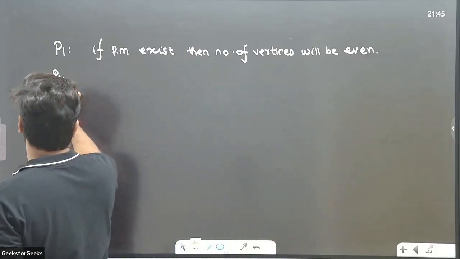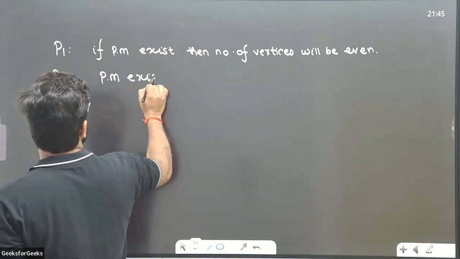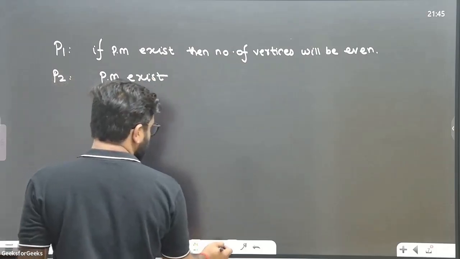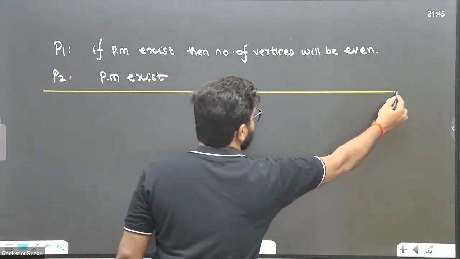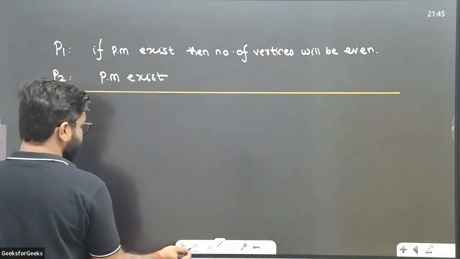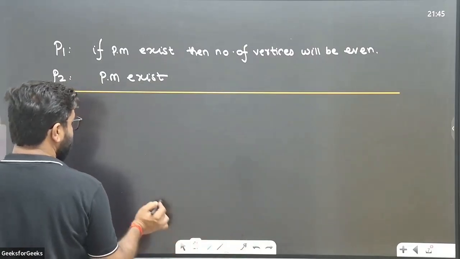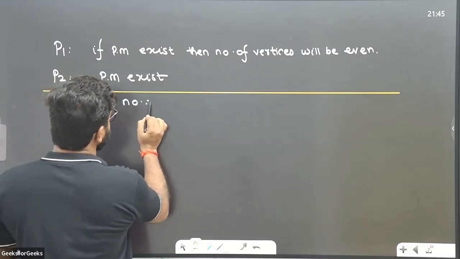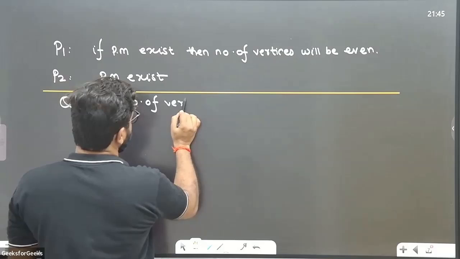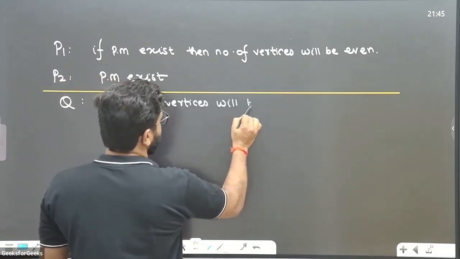Now, the second premise: I'll say that there is one graph where the perfect matching exists. Then what should be your conclusion? You tell me, everyone. The conclusion will become the number of vertices will be even.